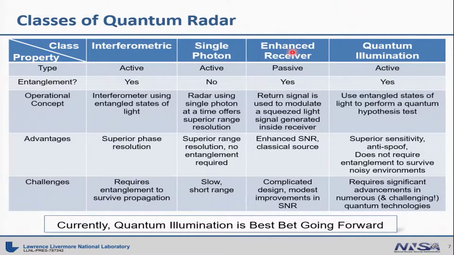Enhanced receiver. These are ideas where people are trying to improve the function of a radar or maybe even a radio by using a passive approach. They use entanglement, but they don't demand that the entanglement propagate and survive through a noisy, lossy environment. Rather, they just transmit a classical or coherent stream of light through the environment. When it bounces off the target and comes back, that return signal is going to be very noisy, very weak. But they use it to modulate a squeezed source of light or a source of entanglement inside the receiver, isolated from the environment, so you can do that very easily. By modulating the squeezed source of light, you can generate a benefit to the signal-to-noise ratio, an improvement over a classical source.